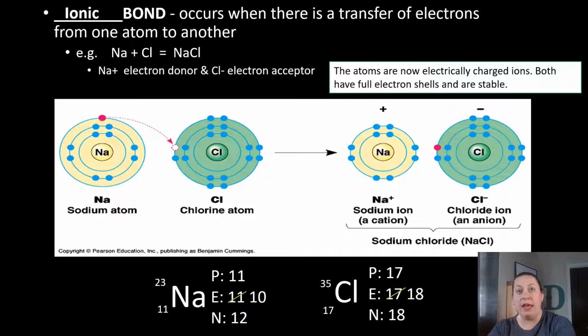This is called an ionic bond. And it's an ionic bond because it forms ions. Remember we said ions are charged atoms.